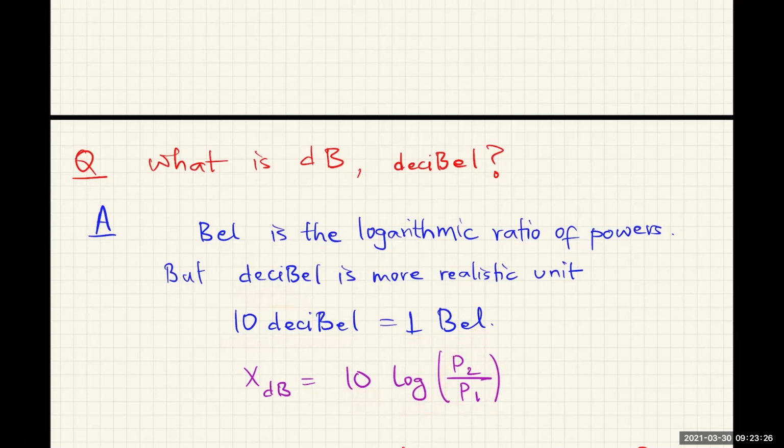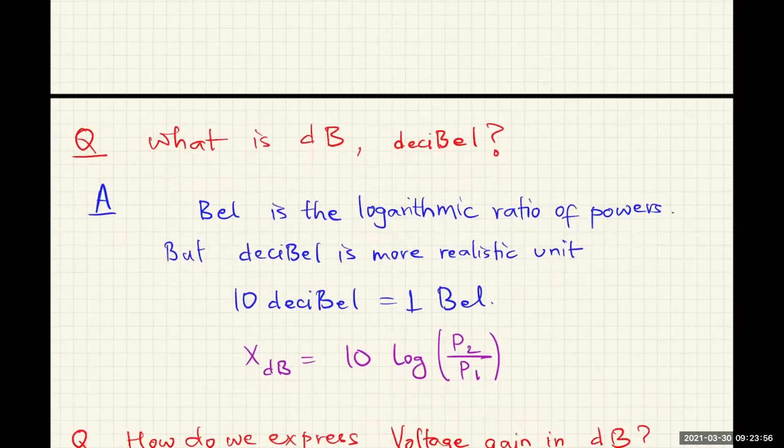For example, if you had power 2 as 10 times power 1, then the ratio is 10, and so you have 10 times log 10, which is equal to 10 dB. So a power ratio of 10 is equal to 10 dB. And if you have a power ratio of 100, then you'll end up with 20 dB. So every factor of 10 is equal to 10 dB.